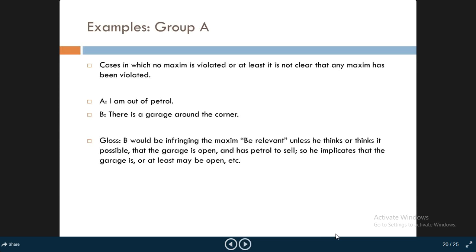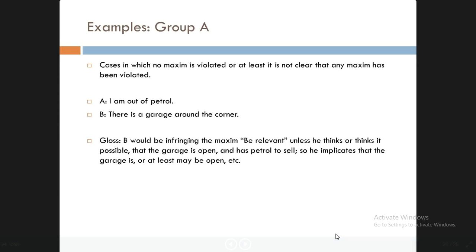Examples, Group A. Cases in which no maxim is violated, or at least it is not clear that any maxim has been violated. A says, "I'm out of petrol." B says, "There's a garage around the corner." B would be infringing the maxim "be relevant" because the answer is not suitable to the condition, unless he thinks it is possible that the garage is open and has petrol to sell. So he implicates that the garage is, or at least may be, open.